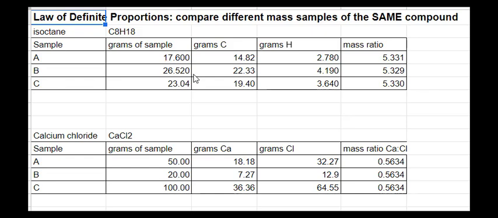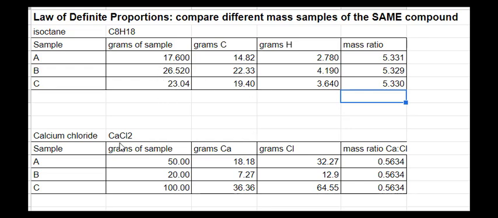the gram amount of the sample. Okay, so if we take the mass ratio of one element to the other, in this case carbon to hydrogen, consistently, I do that for these other two samples, we find that the mass ratio is the same for these different sample amounts.